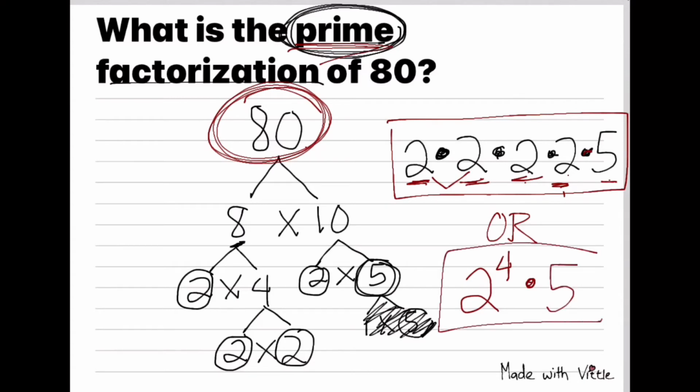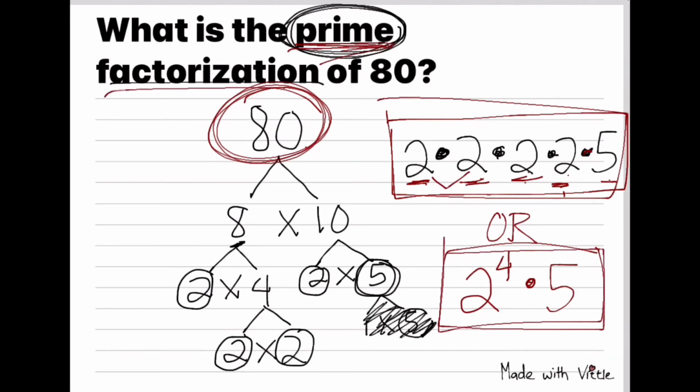Is this the same thing as the first one? Yes, this is just using an exponent. Okay, so this is how you find the prime factorization of a number.